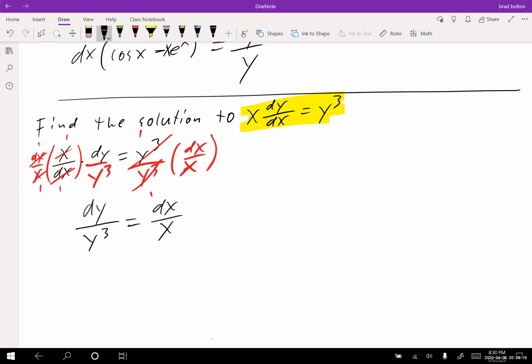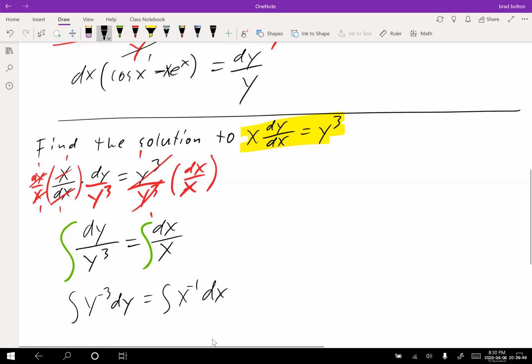So what I'm going to do is integrate both sides to get rid of the dy and the dx, okay? So in a way, they're going to cancel each other. So what is the integral of y to the -3? Well, I'll write it out. So this is the integral of y to the -3 dy, and this is the integral of x to the -1 dx, okay?